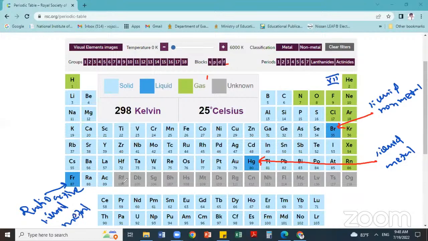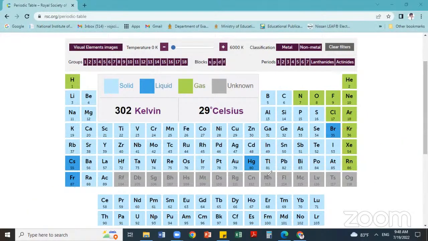Now if I increase the temperature slightly, to about 26, then 28, 29, you can see cesium also became liquid. If you increase the temperature, more and more elements turn into liquid. So this is very important. No need to download. You can just search Google for the Royal Society of Chemistry periodic table. The periodic table is like the alphabet of chemistry. Without knowing the periodic table, no need to memorize the long form.